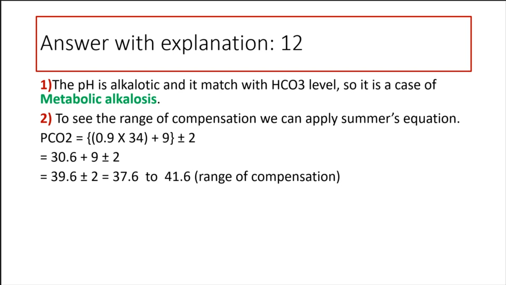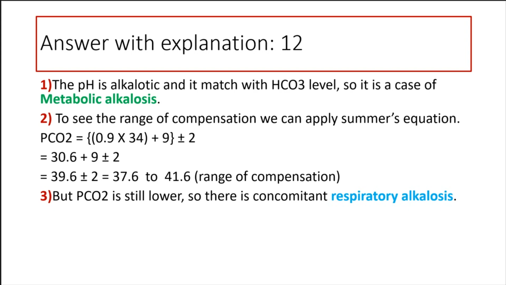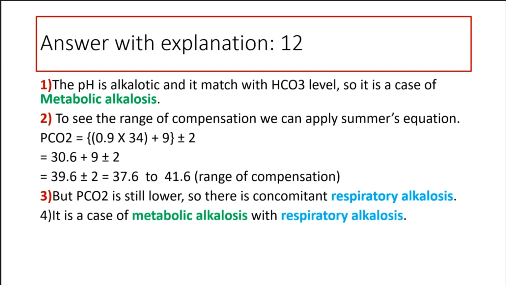2. To see the range of compensation we can apply Winter's equation. PCO2 equals 0.9 multiply 34 plus 9 plus minus 2 equals 30.6 plus 9 plus minus 2 equals 39.6 plus minus 2 equals 37.6 to 41.6, range of compensation. 3. But PCO2 is still lower, so there is concomitant respiratory alkalosis. 4. It is a case of metabolic alkalosis with respiratory alkalosis. 5. Example, acute LVF with diuretics.